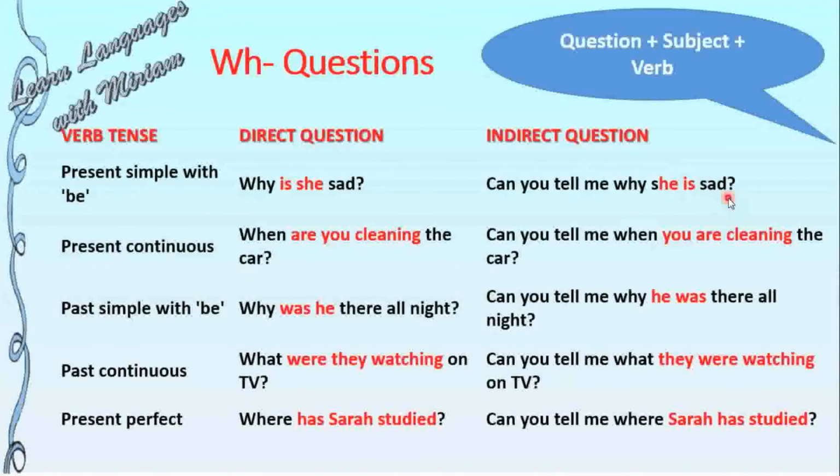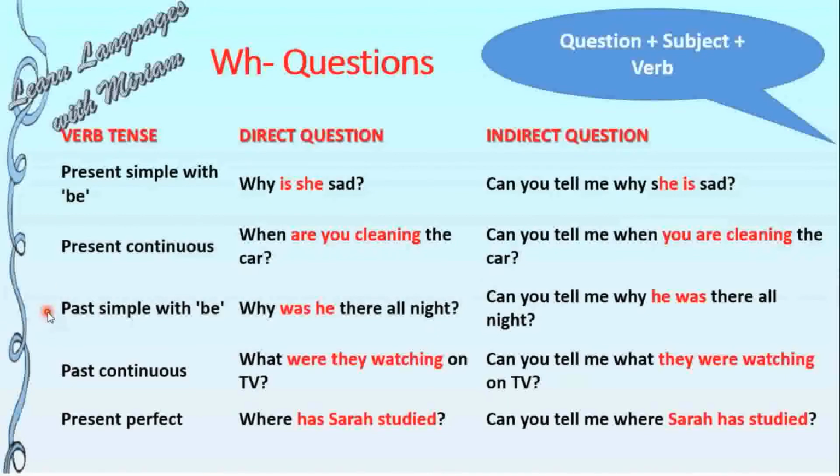Let's see each one. Present simple with be. Why is she sad? This is the direct question. And then the indirect question, can you tell me why she is sad? Present continuous. When are you cleaning the car? Indirect, can you tell me when you are cleaning the car?